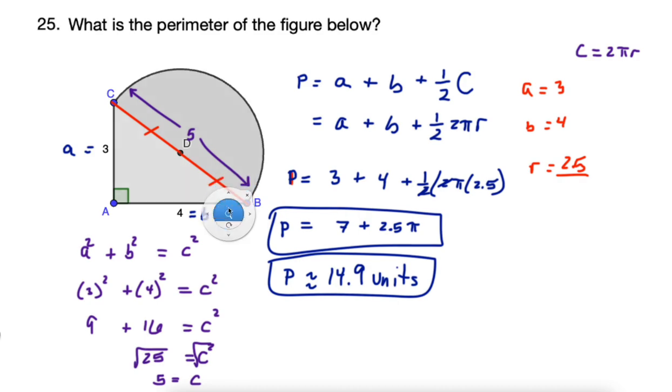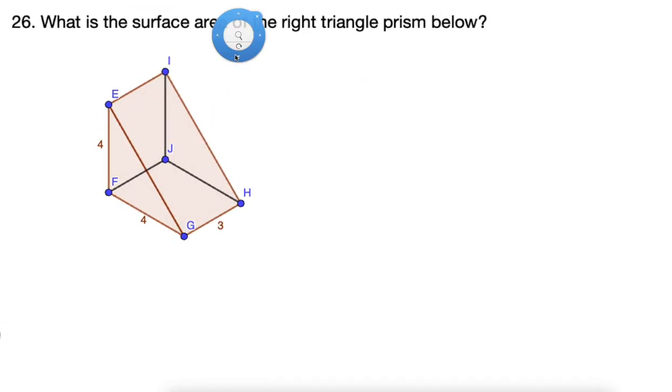Okay, that's 25. 26. What is the surface area of the right triangle prism below? Okay, so a right triangle means that we have a right angle on the triangle, which would be here, and surface area means that we're finding the area of all the sides and add it together. So one way we can approach this is by making a net.